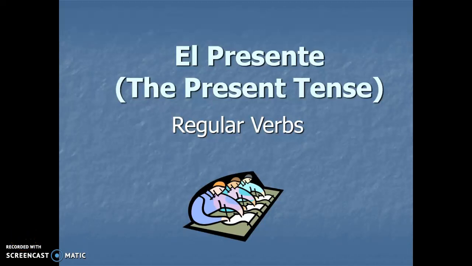Ok, clase, para este video vamos a hablar sobre el presente con los verbos regulares. So we are going to be talking about the present tense, zooming in and focusing on regular verbs.